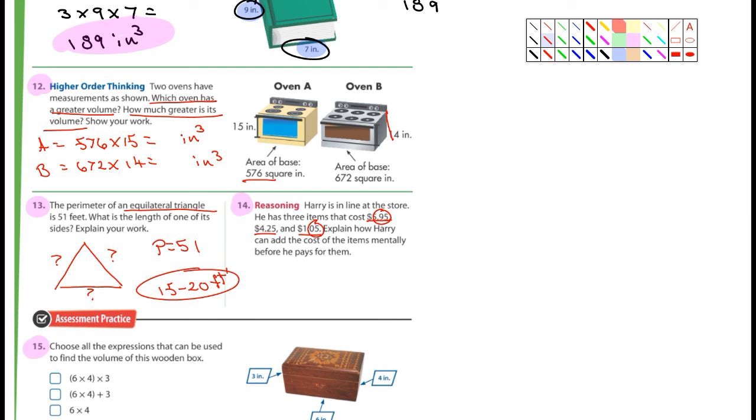And then, so that's $1. Plus 5 more is 6. Plus 1 more is 7. $7 plus $4.25. You guys should be able to do that. So just phrase it however you want. And 15 you guys can do on your own.